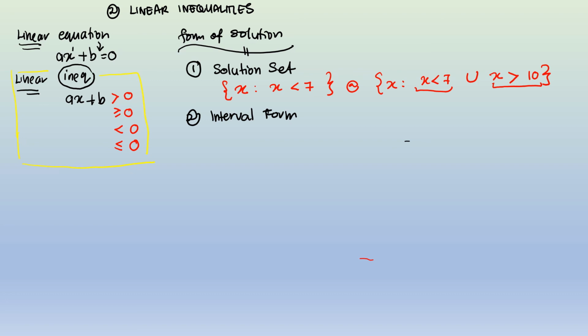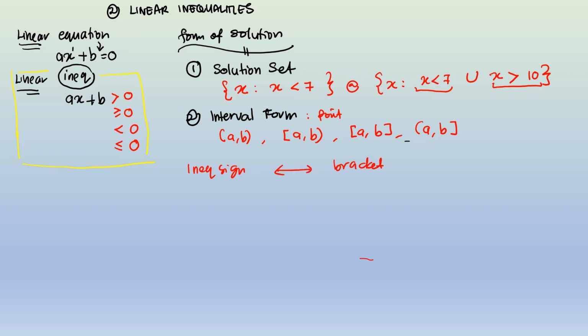Next we look at examples of interval form. The interval form is just like the coordinate of a point. For example, we have (a, b). You can also have square brackets [a, b] on both sides, or a square bracket on the right hand side only. So what is the relationship between the inequality sign and the bracket?